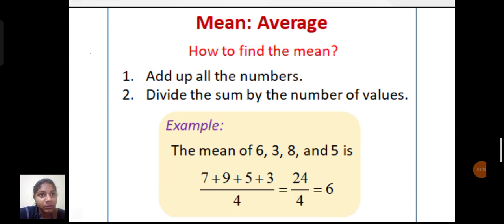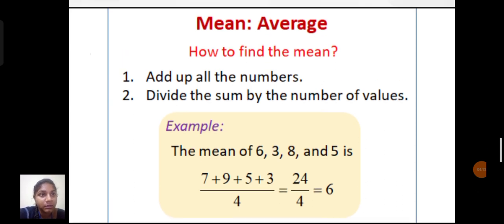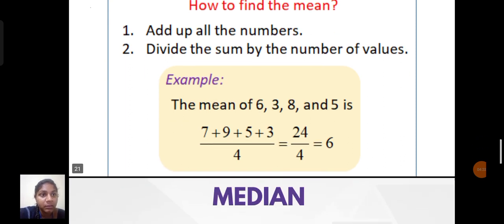So how to find the mean: first you add up all the numbers, then divide by the number of values. In the example given here, we add the numbers and divide by 4, and the answer is 6.